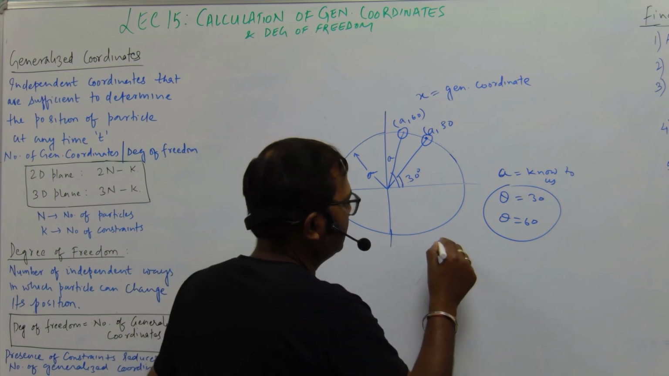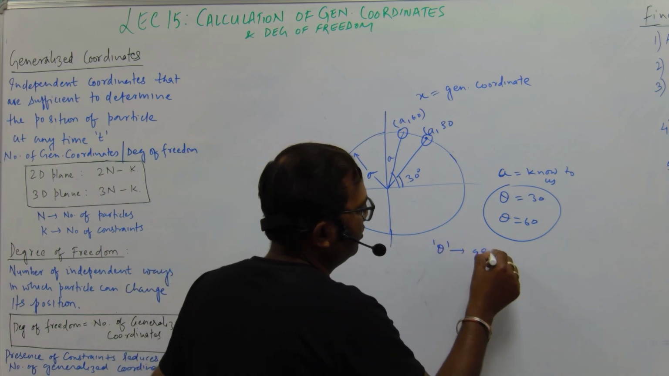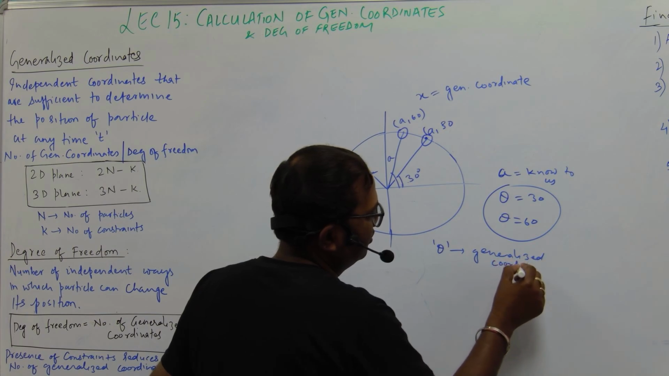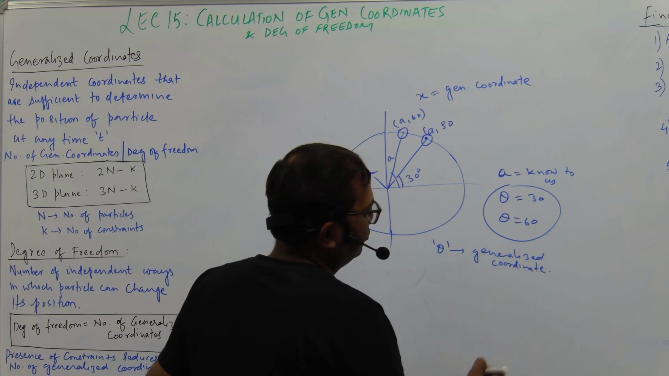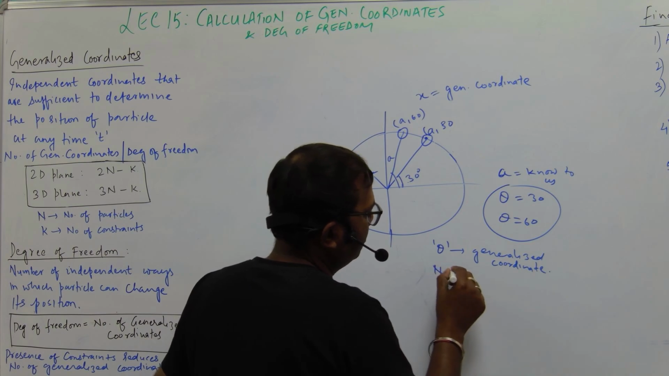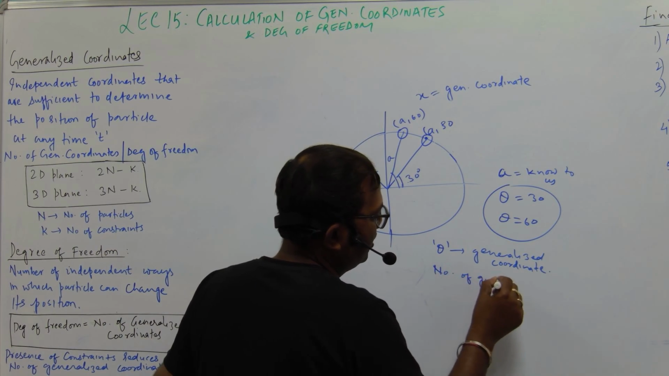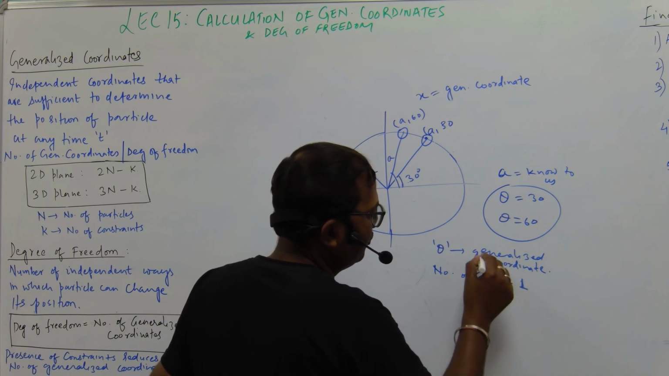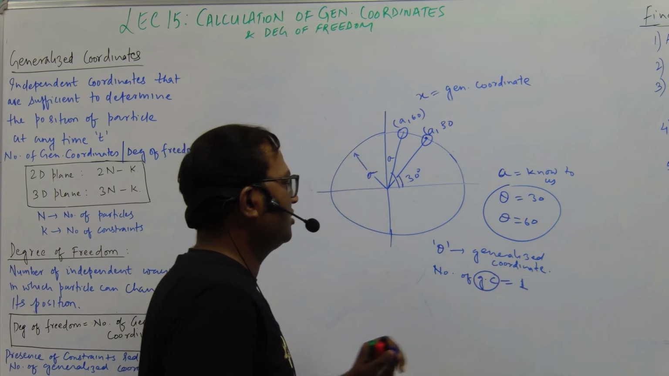That's why theta is our generalized coordinate. So the number of generalized coordinates is 1. We can write GC as the short form of generalized coordinate. So the number of generalized coordinates is 1.